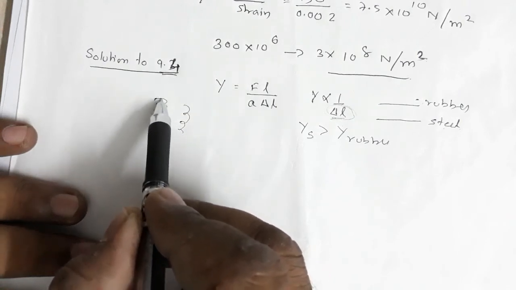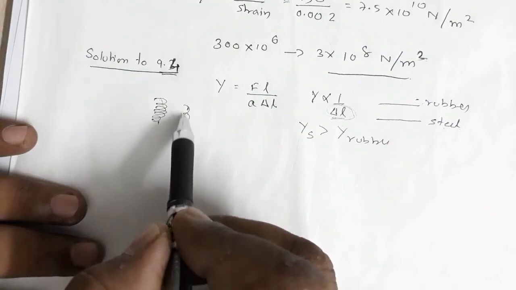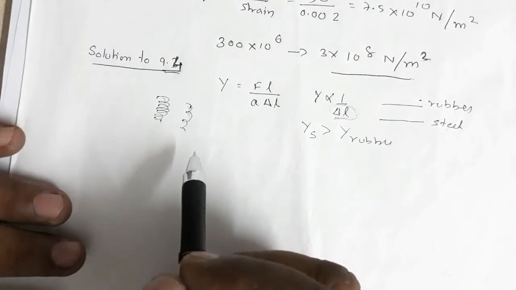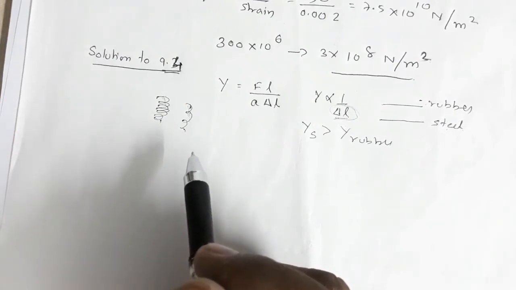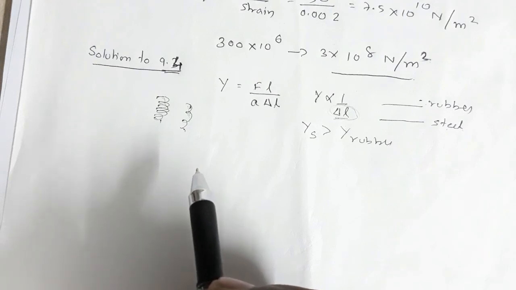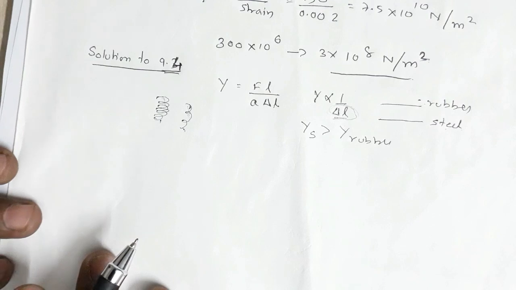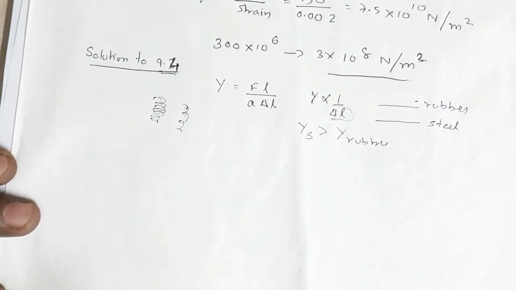There's a change in the shape. There's a change in shape. Okay, so that change in shape is measured in terms of modulus of rigidity. So this is stretching of coil is an example of shear modulus. Okay, so these are the solutions to the first 4 questions of the chapter mechanical properties of solids.